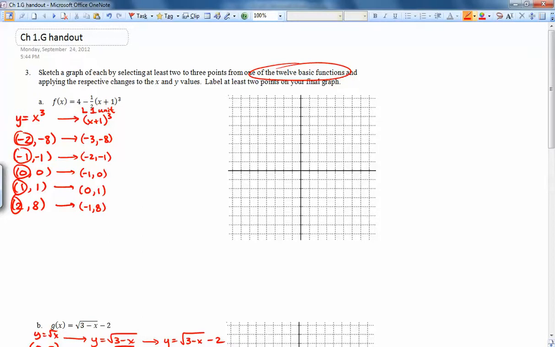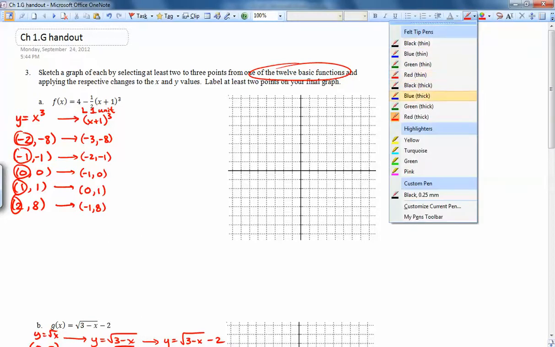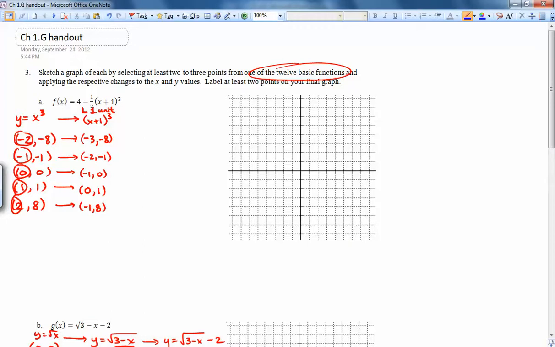Okay, so let me get a new color going. So what we can do now is, well, let's do this. Let's look at what happens when we do -1/2 x plus 1 all cubed. Now when you multiply what we had before by -1/2 in front, that's going to take the y values and flip them and cut them in half, right? So now what I'm doing is all my x values are going to stay the same, but the y values are going to be halved and the sign's going to switch.